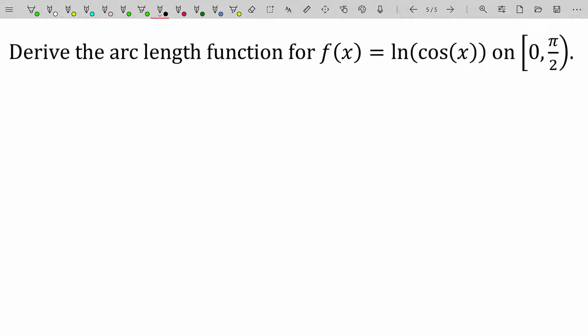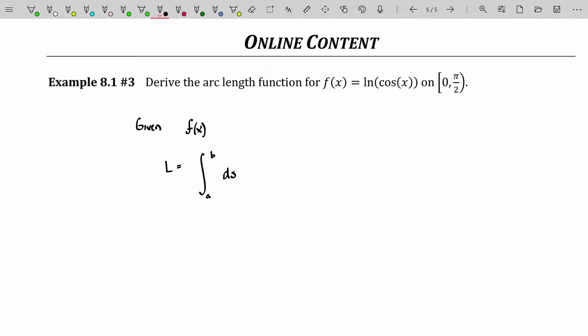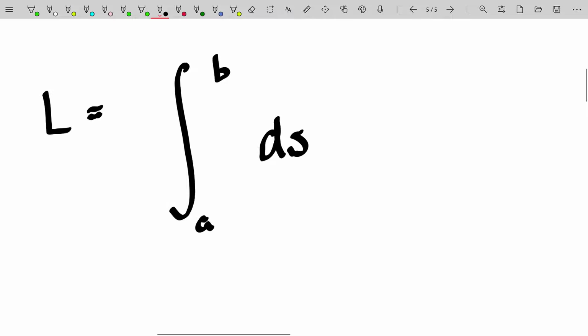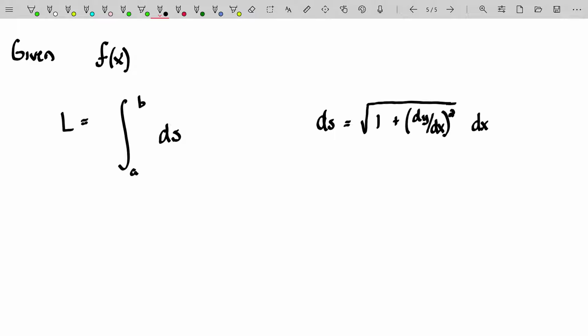So a lot of students know how you compute the arc length for a given function. The length of an arc from either x equals a or y equals a to x equals b, or again y equals b, is just the integral from a to b of ds, where ds is variable. It just depends upon how you're going to integrate. For example, if you want to integrate with respect to x, then you use this version of ds.